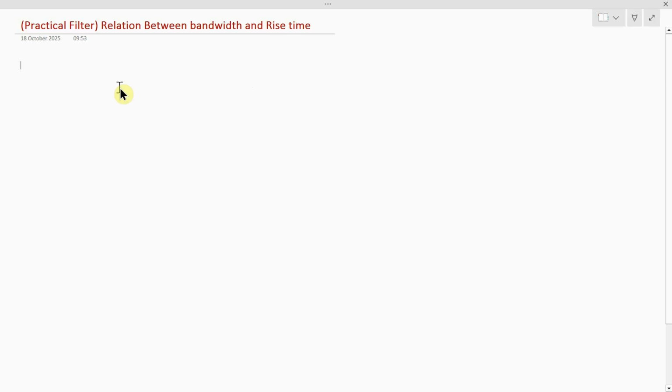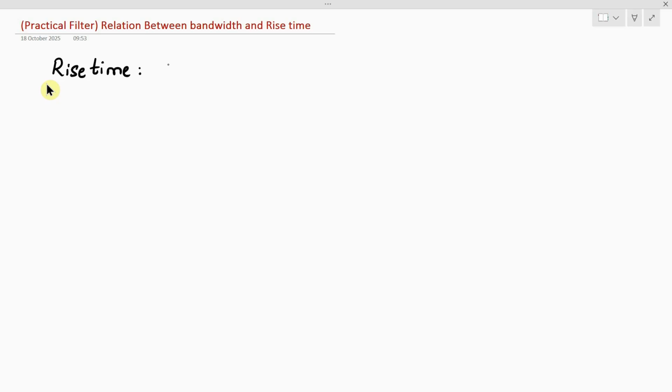So this session, we start with the relation between bandwidth and rise time for a practical filter. Before starting this, I want to recollect the meaning of this rise time. I have a question. Does this rise time relate to the input of the system or the output of the system? Output. Yes, it is the output.